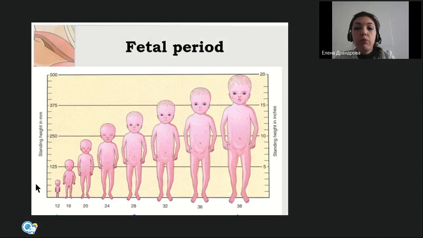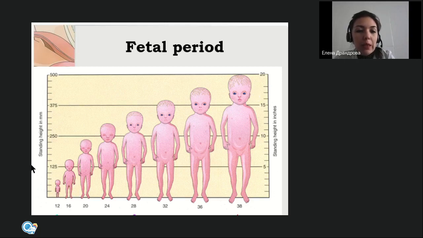For example, for rats, 2 months are quite enough. By the end of the second month, viable small rats are born. For elephants, pregnancy lasts about 2 years, so much longer than in humans. Okay. Fetal period, what can we see here? It starts from the 9th week of embryonic development, and it lasts up to the birth.